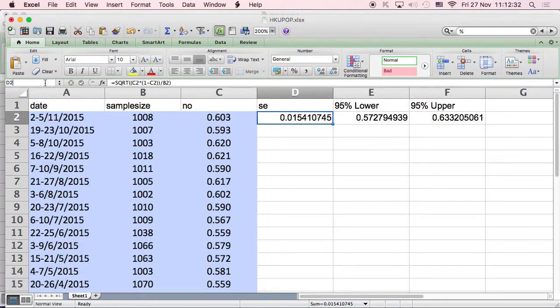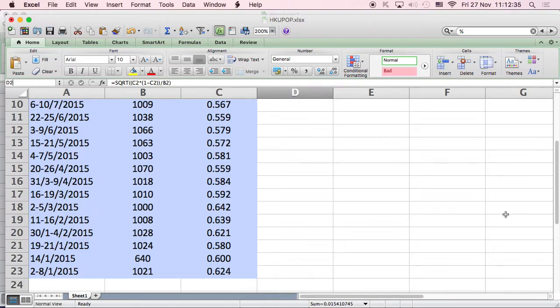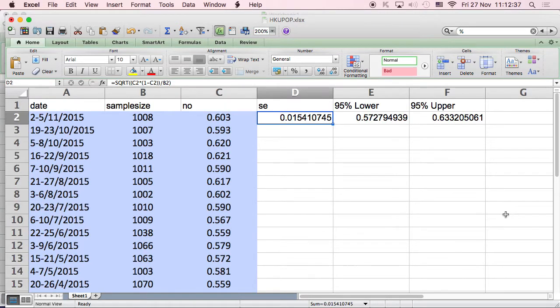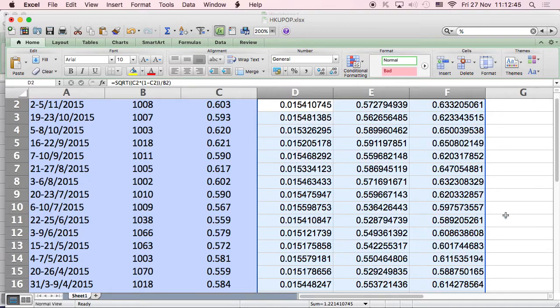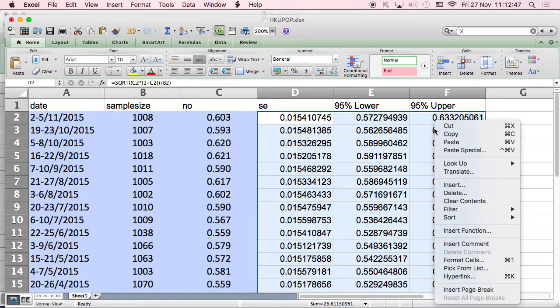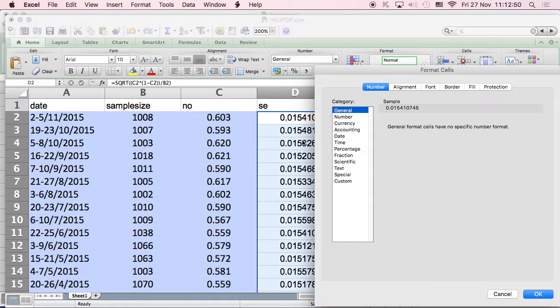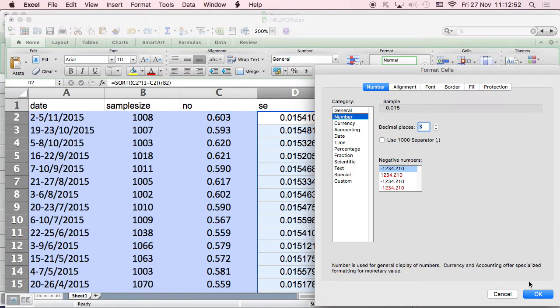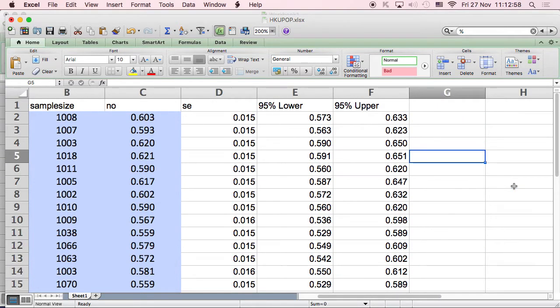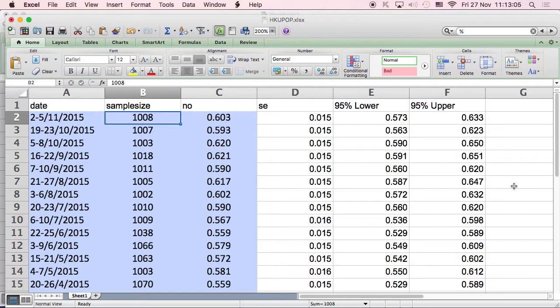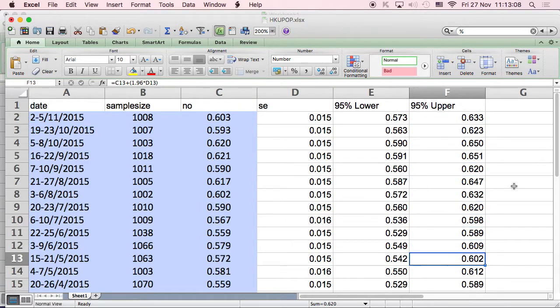And then we can use the fill handle, D2 up to F23, and then Control D, to do all the calculation. And then you have things like that. You have all the confidence intervals for each survey.